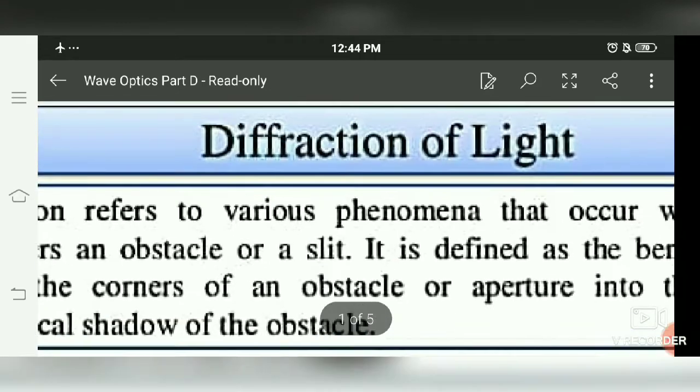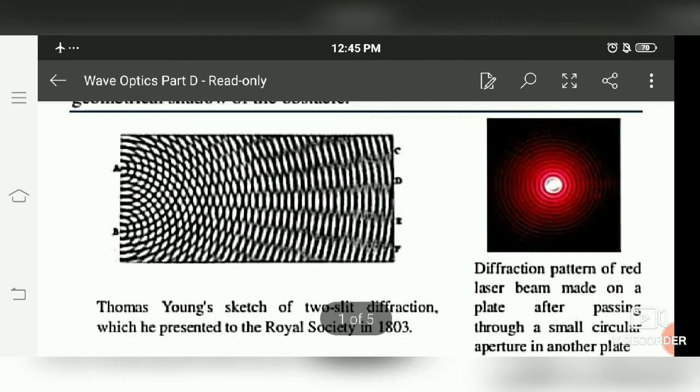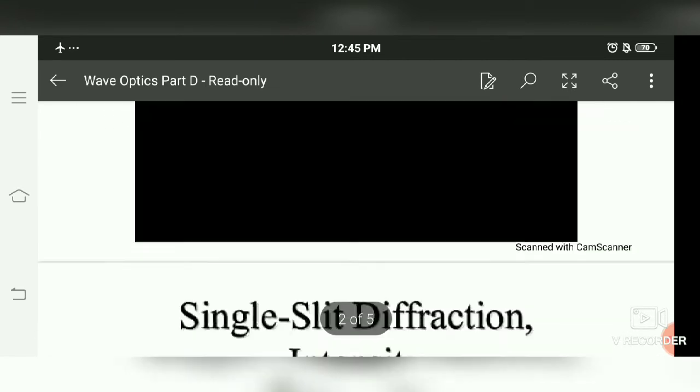So, diffraction of light is a phenomenon that occurs when a wave encounters an obstacle or a slit. It is defined as the bending of light around the corner of an obstacle or aperture into the region of geometrical shadow. That is called diffraction. And different diffraction patterns are obtained on the screen due to the light.